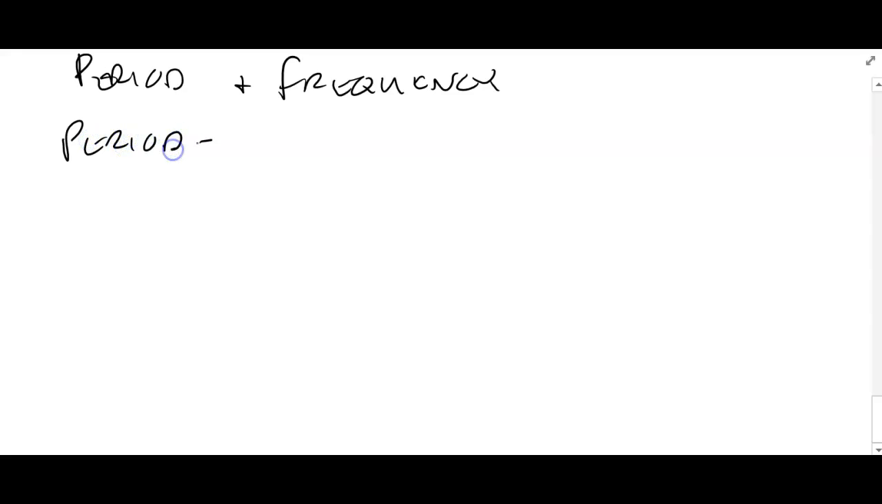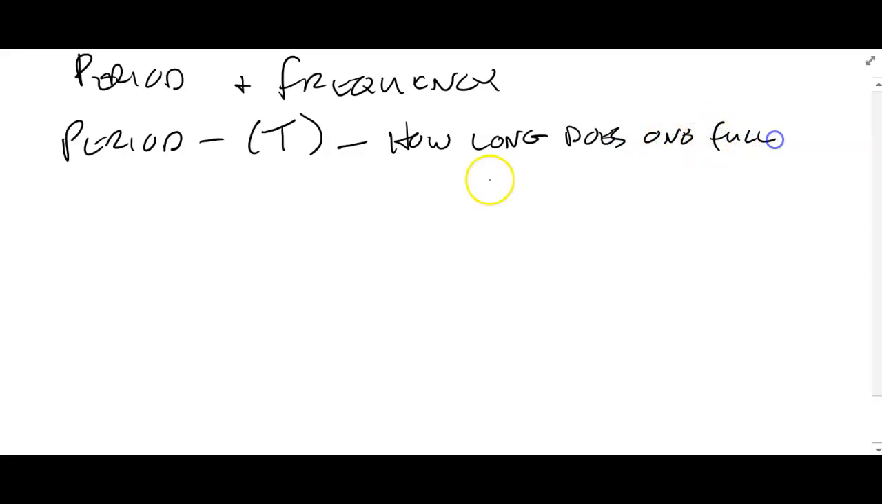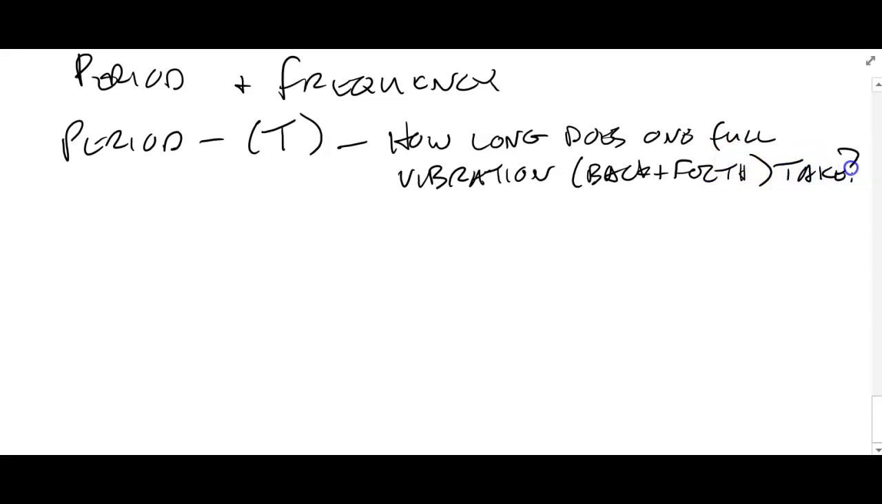Period is abbreviated T for time. This is a time question. It asks how long in seconds does one full vibration or oscillation or jiggle or back and forth motion, how long does one of those take? That's what a period answers. How long does it take for something to go up and then down and then back up to where it started again? That's the amount of time. And we measure that in seconds.